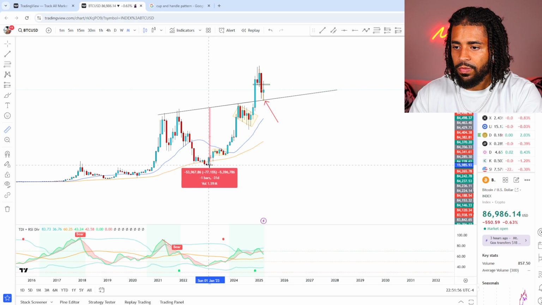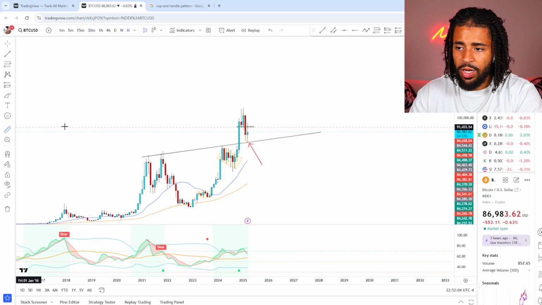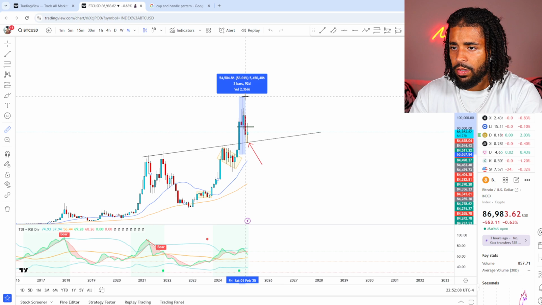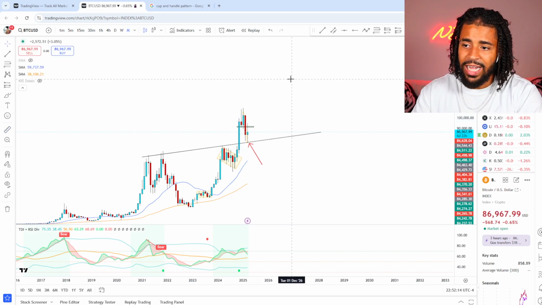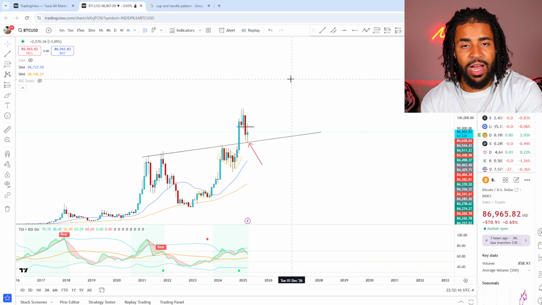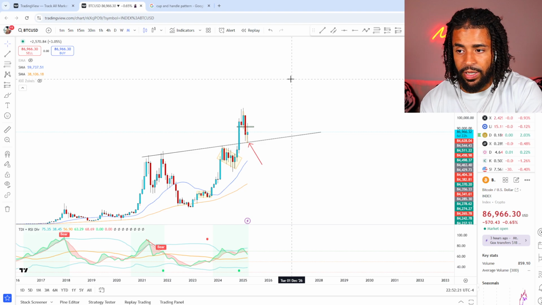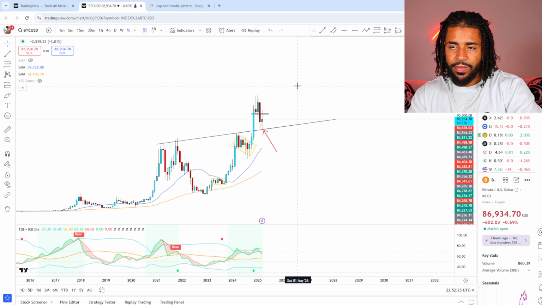All right, so from the top to the bottom, it's about 54.5. So we're going to bring it to the breakout and measure it up to 54.5 from the breakout. And we're able to see we're gonna be around like $121,000 Bitcoin. So that's the price target that we have not reached yet from the monthly time frame cup and handle formation. Okay, so that's all we really need to look at on the monthly time frame.